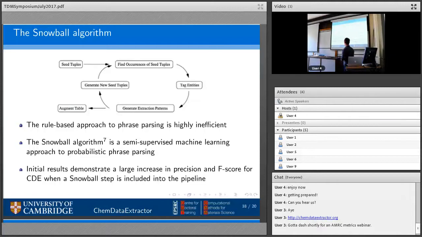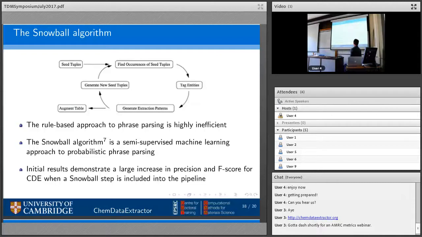I have finished the implementation of Snowball, and initial results implementing a Snowball stage into ChemDataExtractor have shown upwards of 20% improvements over, not the same gold standard that we used before, because those were chemistry articles, but applying it to a physics corpus, we looked at 20% improvement in precision and something like 10% improvement in F-score, which is quite a significant improvement in a tool that's already pushing the limits in what we can do.